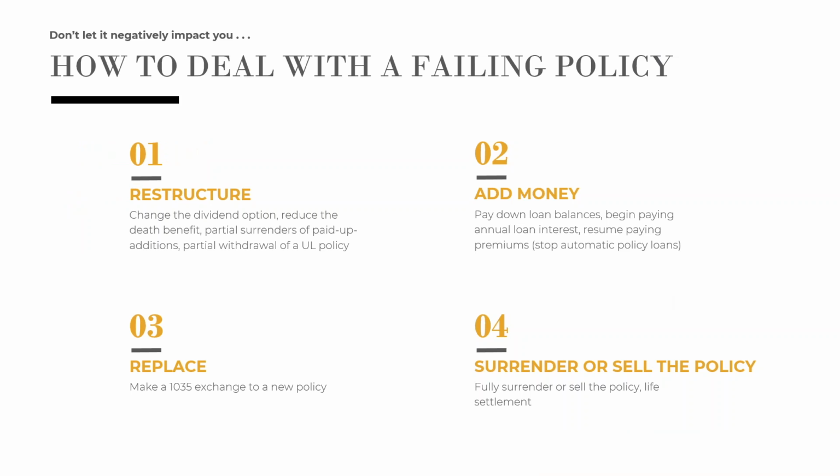So what if you find that the policy is not performing as well as you'd like it to? This happens, unfortunately, more times than I'd like to admit as we look at policies for our clients. You can restructure it. You can change the way that the policy dividends are being credited. For a whole life policy, you could switch it to reduced paid up. There's any number of things. We could do partial withdrawals on a universal life policy. We could surrender paid up additions for a whole life policy, but it's important to capture and know that there's a problem as soon as possible with an insurance policy, not let it exacerbate and get out of control. We could pay down loan balances. We could add money.